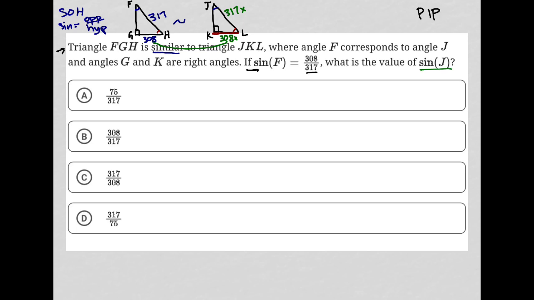Well, the sine of J is, again, like we said for sine, the opposite over the hypotenuse. The opposite of angle J is 308x. The hypotenuse for this right triangle is 317x. There's really no need to keep those x's there. They cross out anyway, so it doesn't really matter. And therefore, the sine of J is just the same as what we had for the sine of F. So 308 over 317. So our answer is choice B for this question.